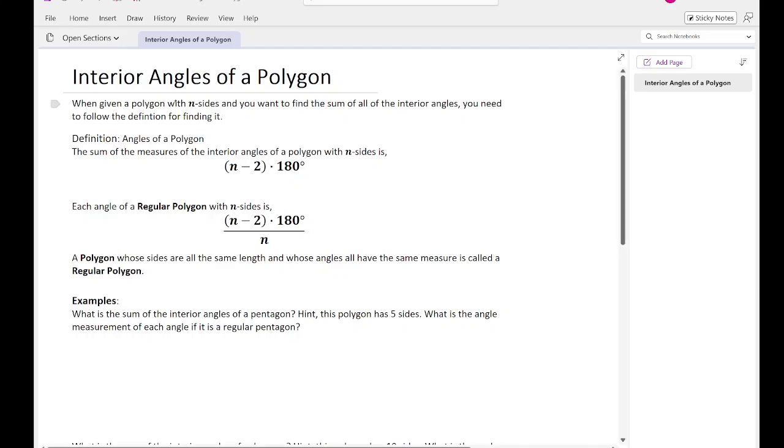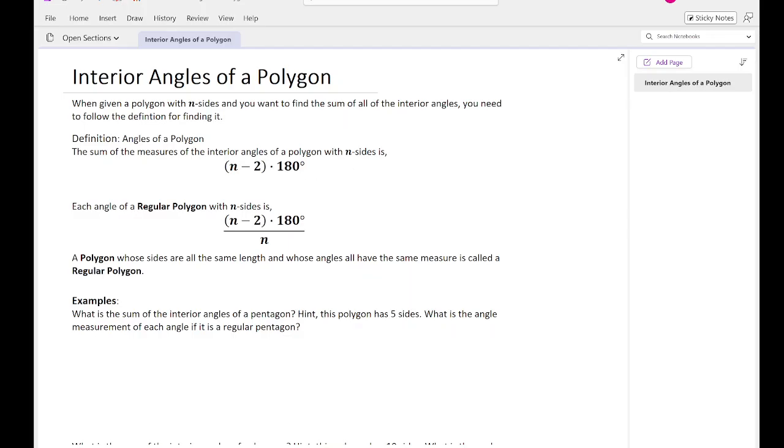When given a polygon with n sides and you want to find the sum of all the interior angles, you need to follow the definition for finding it. And that definition is this. The sum of the measures of the interior angles of a polygon with n sides is n minus 2, and then multiply by 180 degrees. This will give you the sum of all the interior angles of a polygon.